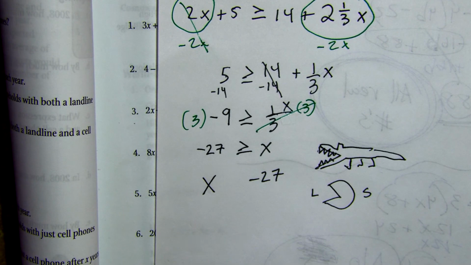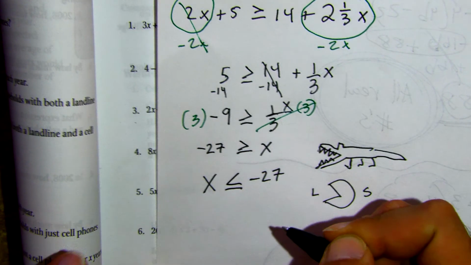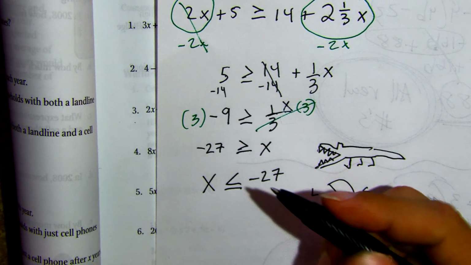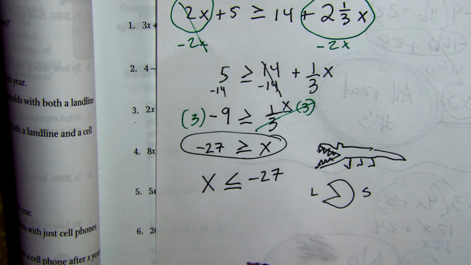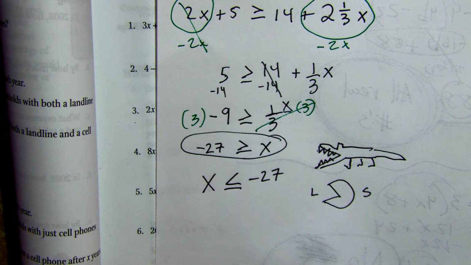Hector, good. Noah? I don't know about that. Ava, good. Jeremy, good. It's going to change. It's going to change to face to the right side. It's going to open to the right. Because look, if this is true, and all I did was switch those terms of interest, it has to keep the same information, right? So think about this. -27 is greater than or equal to x is the same thing as x is less than or equal to -27, right?